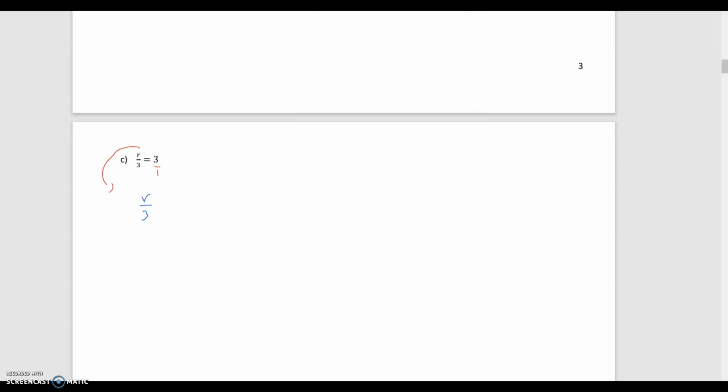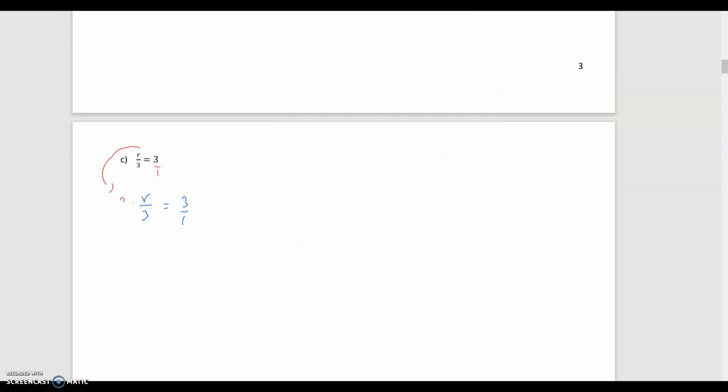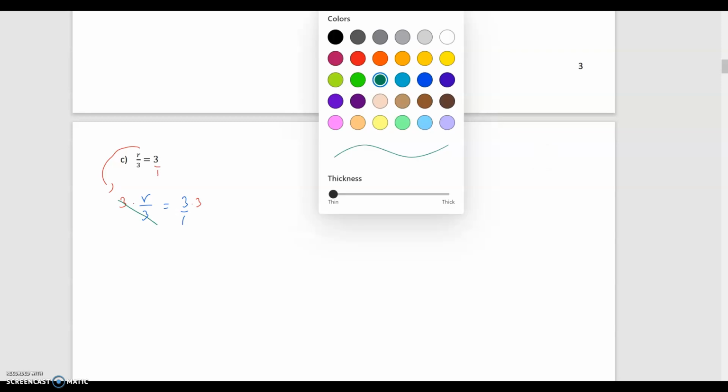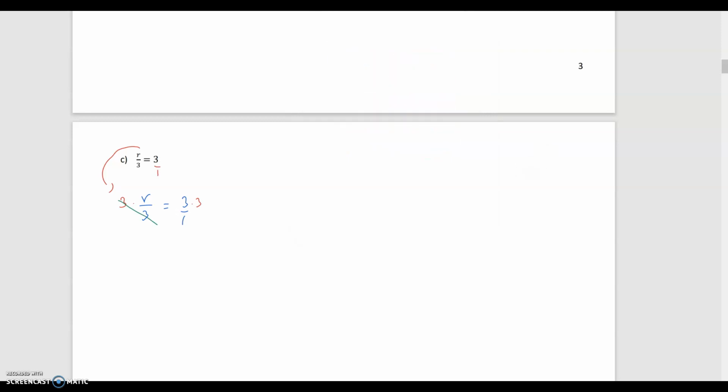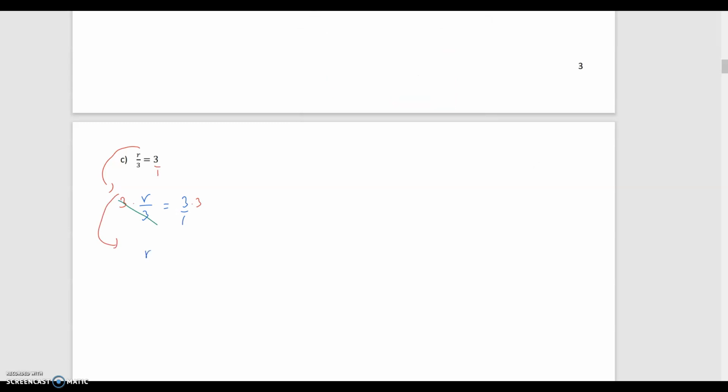So r divided by 3 is equal to technically 3 over 1. And then in this case, multiply by 3, multiply by 3. The 3's cancel on the left. And then we're left with the value of r is equal to 3 times 3, or 9. Final answer, r is equal to 9.